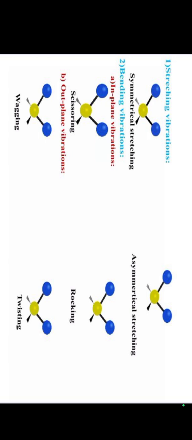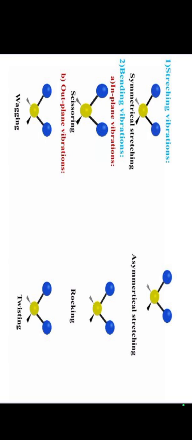The second type of vibration is bending vibration. Bending vibration is related to bond angle. It is divided into two types, in-plane bending and out-of-plane bending. In-plane bending means changes of bond angle take place within the molecule, which is axially symmetrical. The bond angle is changed within the molecule. That is called bending vibration.